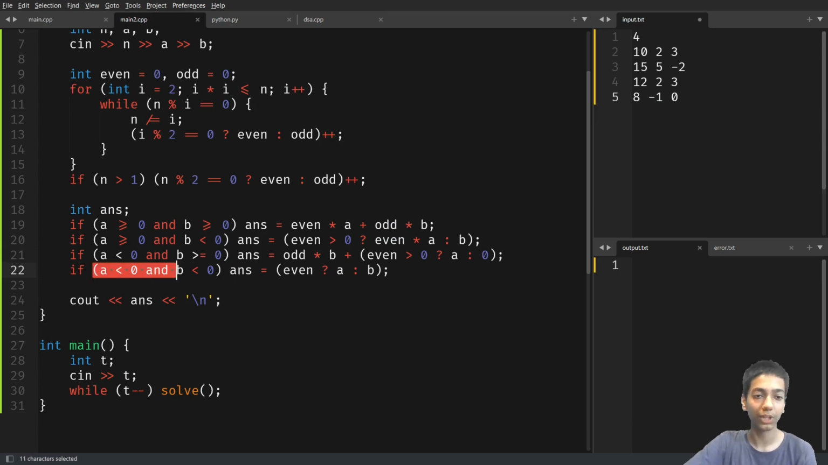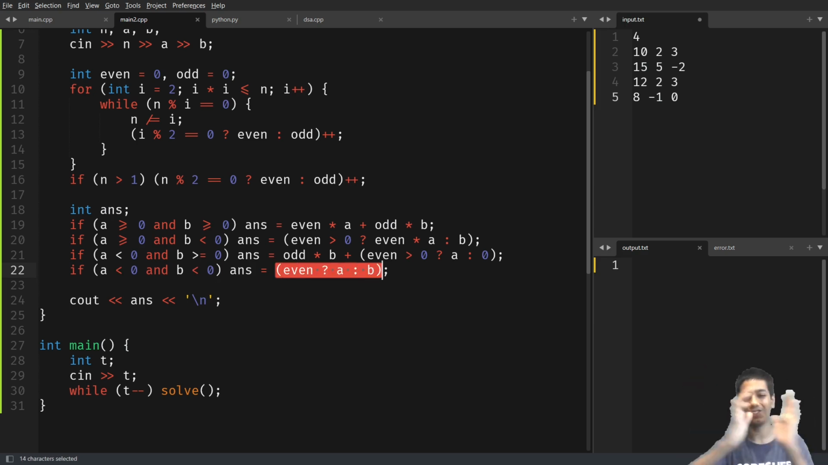Finally, if both are negative, then because any division is just making you go down and down into a more negative score, you will just try to have one division, just merge all these factors into one. If that would be even, right, so if you have an even factor, then the product of all those would be even. So you say that in that case you will get a, otherwise you will get b as the score. Print out the answer.